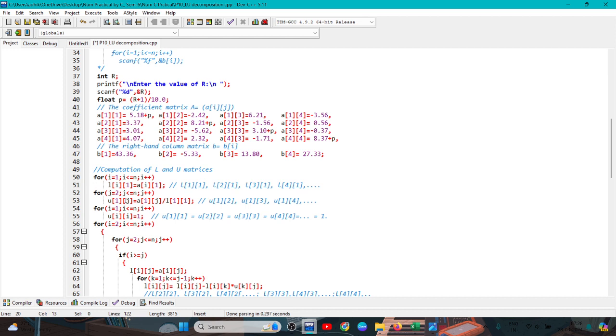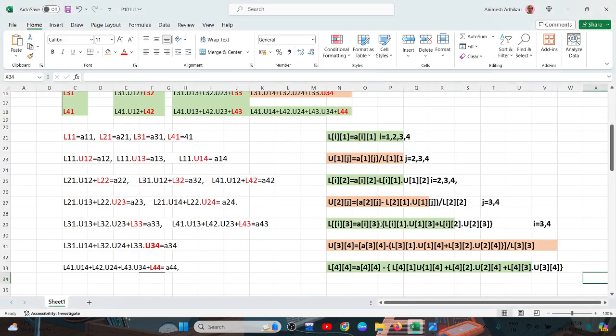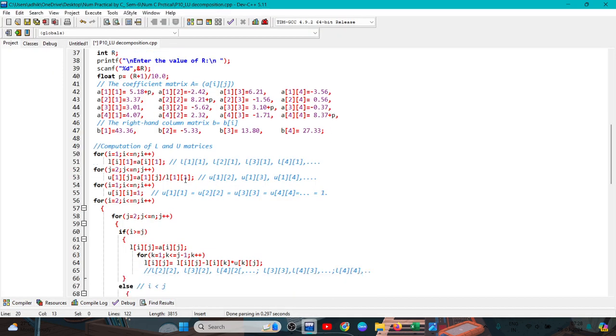Next, for j equal to 2, j less than or equal to n, j plus plus, u1j equal to a1j divided by L11. From this you get u12, u13, u14. So we compute u1j, for j equal to 2, 3, 4, from this for loop. Next for loop, i equal to 1 to n, uii equal to 1.